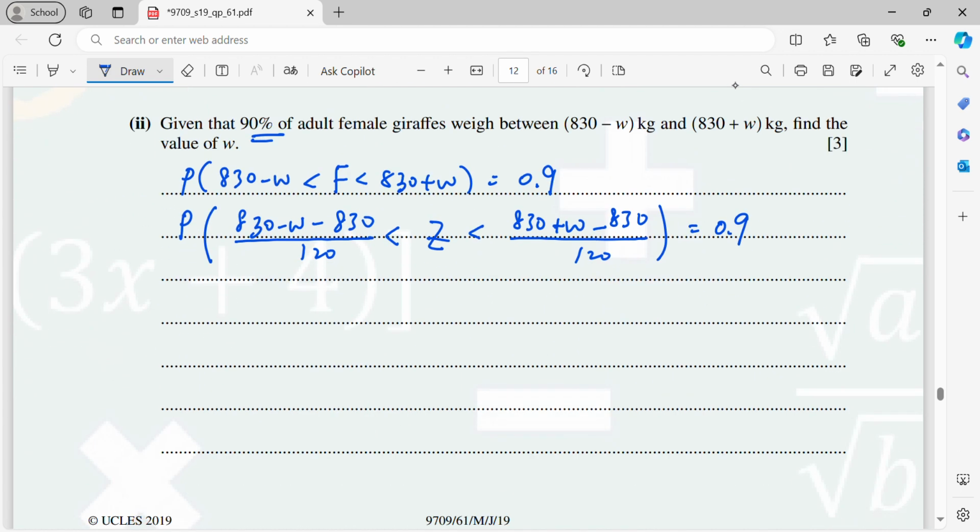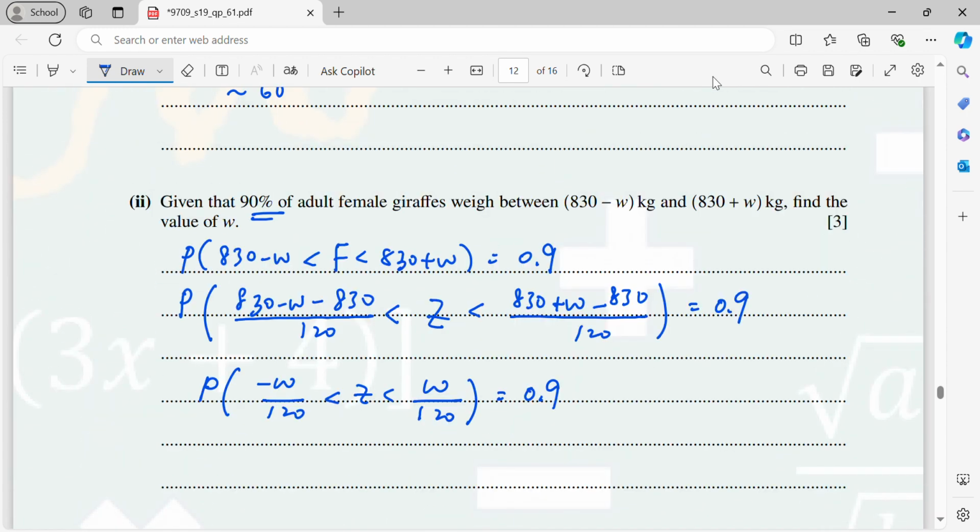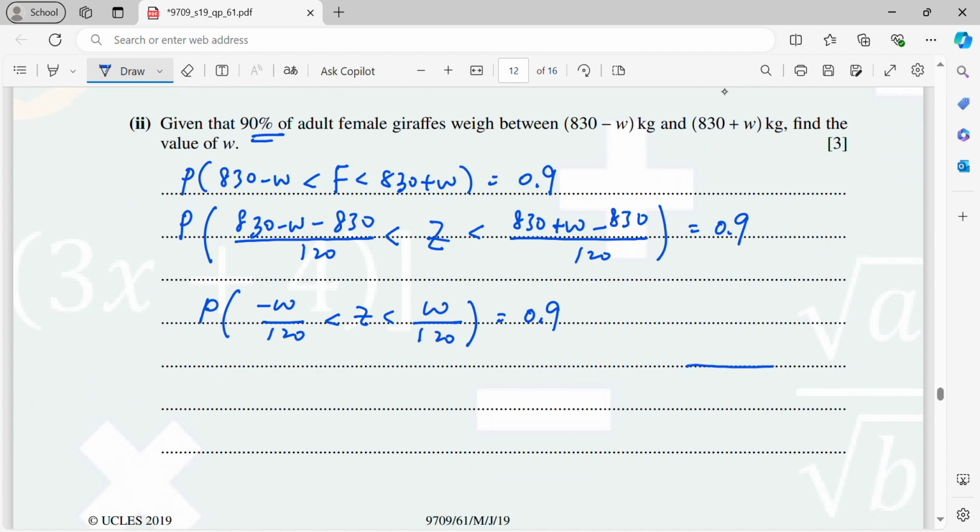Then here you will be getting P. The first one is minus W over 120, and then the next one is W over 120. And the probability is 0.9. Okay, so from here, I will sketch a graph.